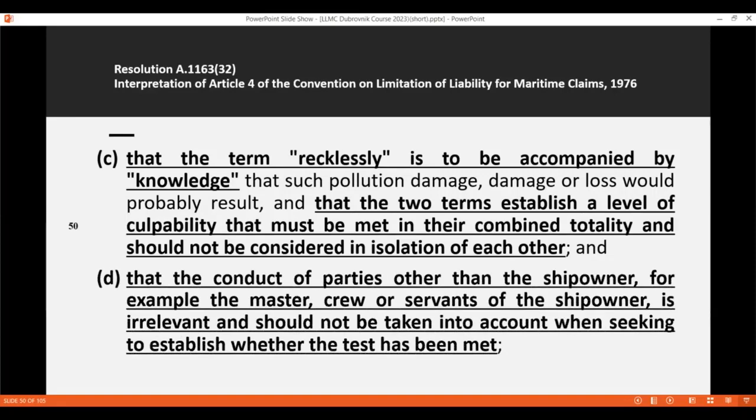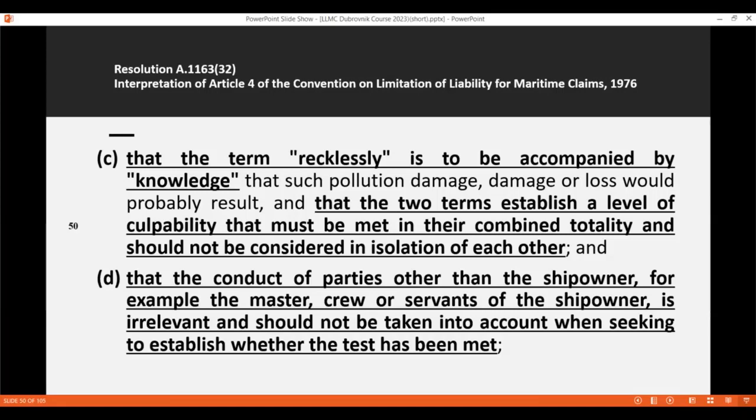And the conduct of the parties, other than the ship owner, for example, the master, crew, servants of the ship owner, is irrelevant and should not be taken into account when seeking to establish whether the test has been met. In fact, see here, the master, crew, or servants. There was a case, I had cited it in my book, I forgot it by now, but they were using an anthropomorphic description, comparison, and said, there are some persons that act like the brain of the company, and there are others that act like the hands of the company. So those acts of the hands would not prevent the brain from limiting liability.